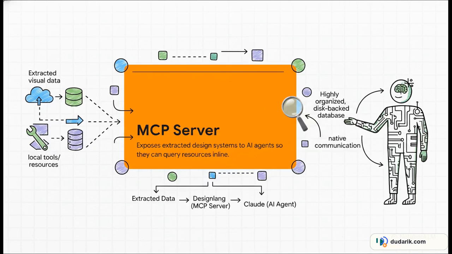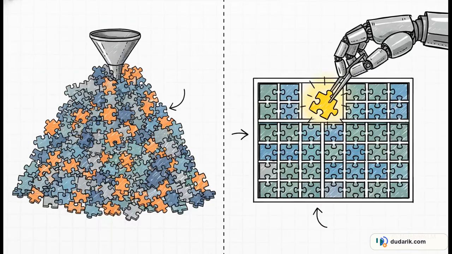Once registered, DesignLang essentially acts as a highly organized disk-backed database of your extracted design system that Claude Code can talk to natively. And this setup fundamentally changes your prompt efficiency because it saves you an incredible amount of context window space. If you've ever tried to feed a massive JSON token file into an LLM prompt, you know it eats up context and can completely distract the model.